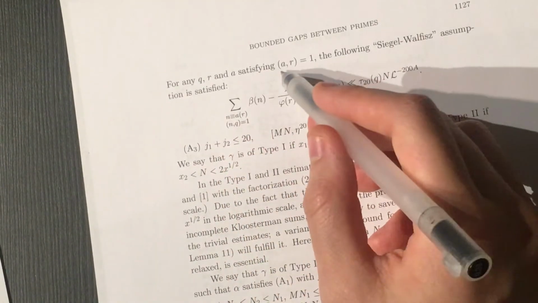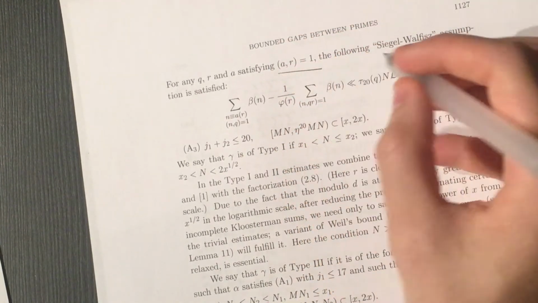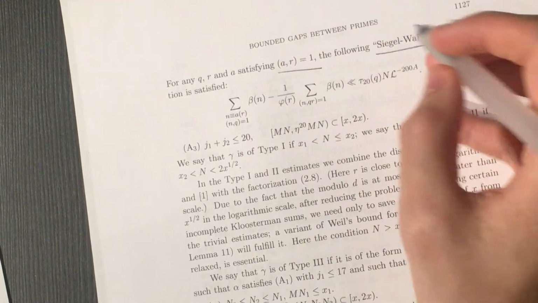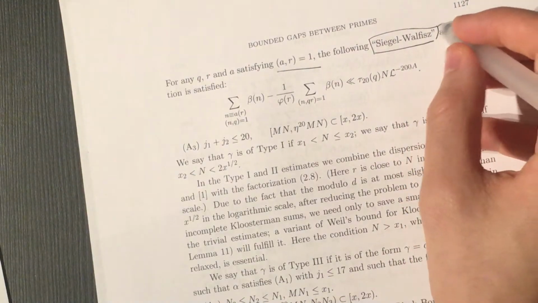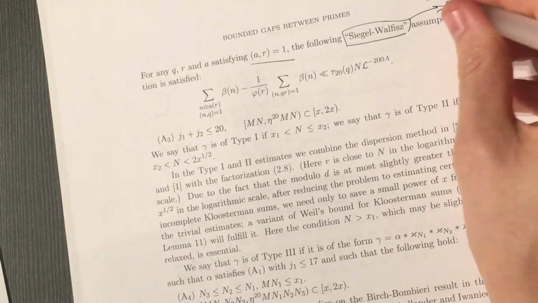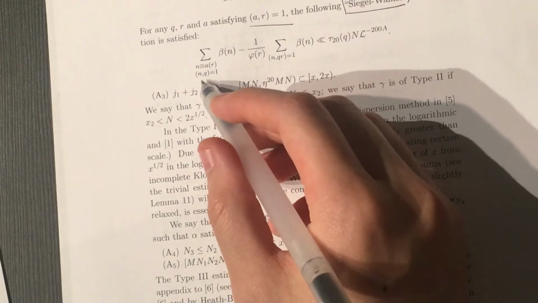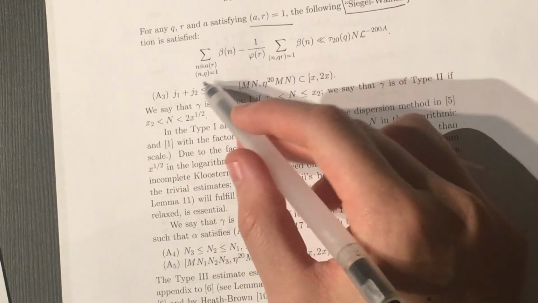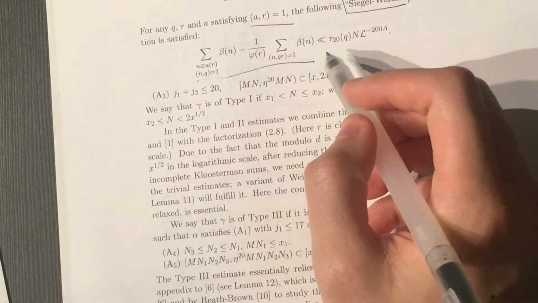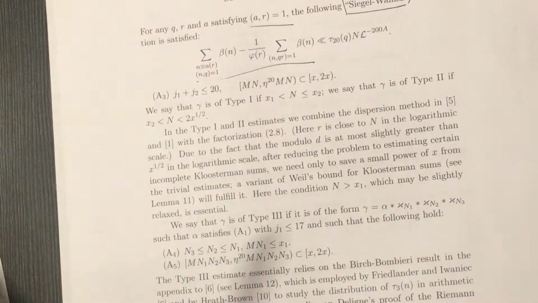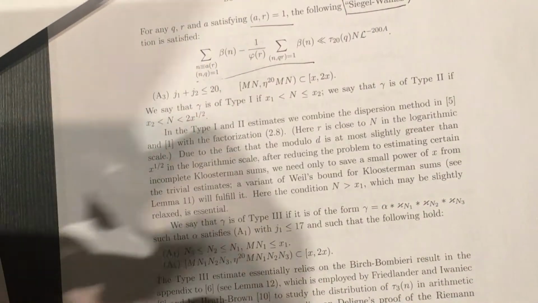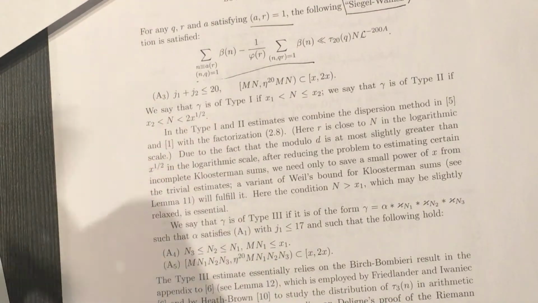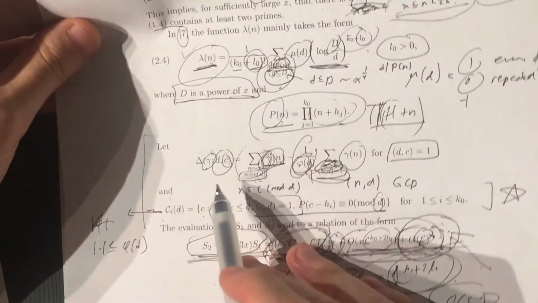For any q, r, and a satisfying, a coprime to r, the Siegel-Walfisz assumption is satisfied. I have no idea why he calls it this, but presumably this is a common technique. I should look this up as well. Okay, cool. There is some sort of assumption that he's making here. This does look a lot like the definition of the delta function that he defined. Well, he is going to prove stuff about the delta function, so it does make sense that it looks like it. Yeah, here's where he defines the delta function. I'll just compare it to here.